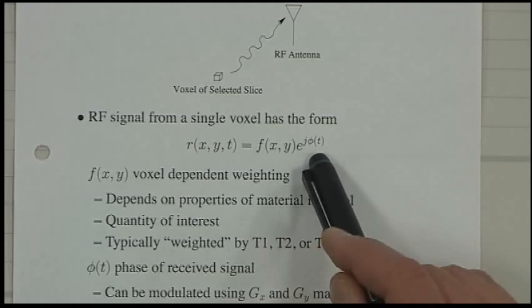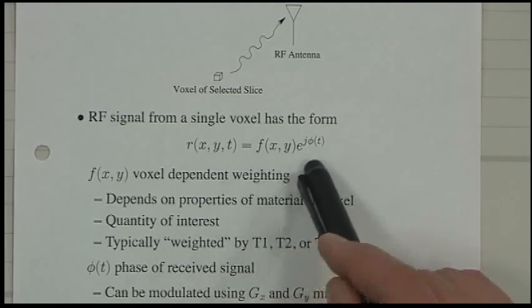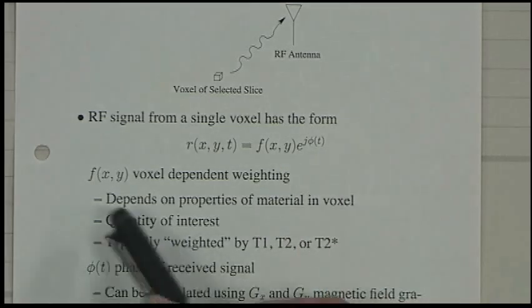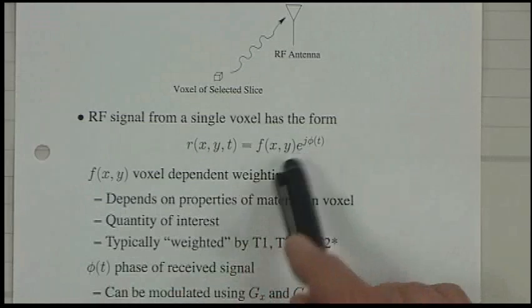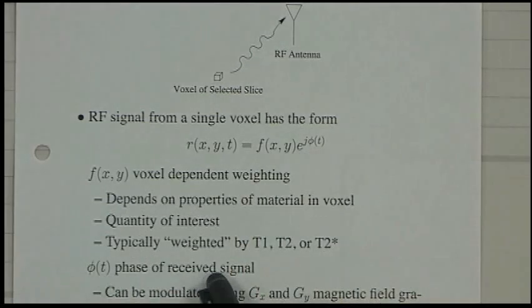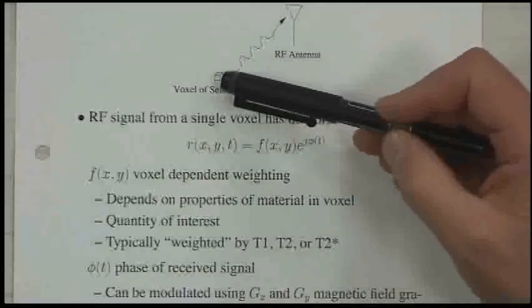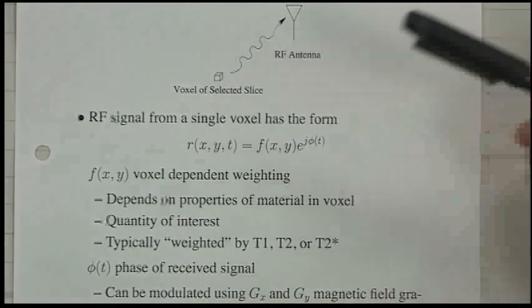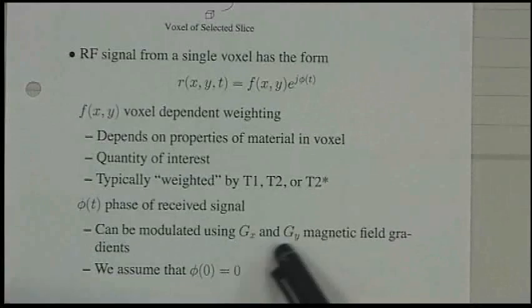If you take the real part of that, that's what you would actually receive physically in the antenna, but this is standard notation when you have a modulated signal, right? So this is some voxel-dependent weighting, and then this is the phase, due to the fact that you've changed the linear gradients at this point, potentially, okay? So the phase can be modulated by g of x and g of y.